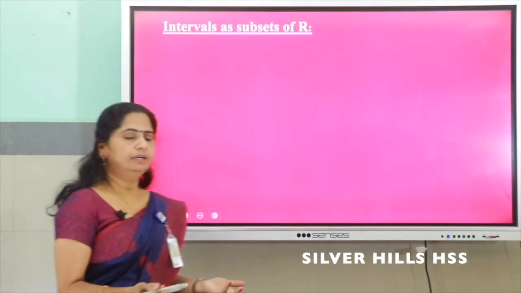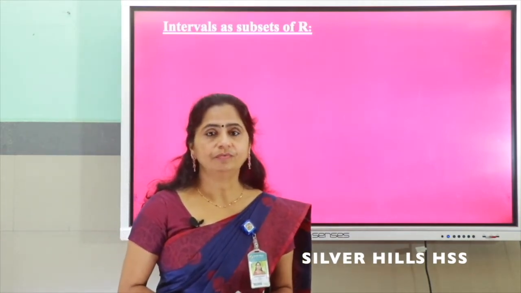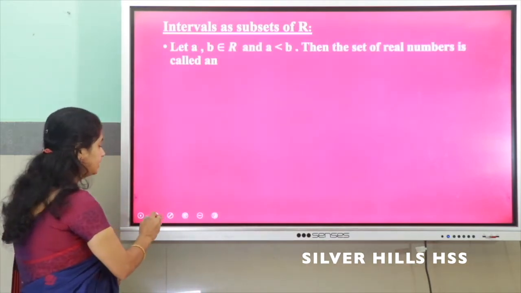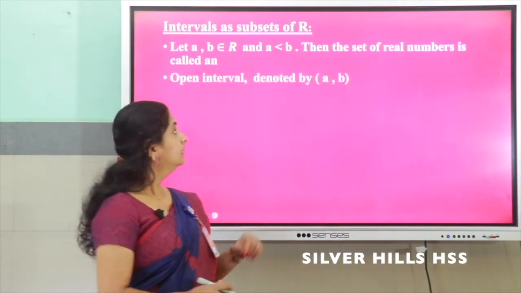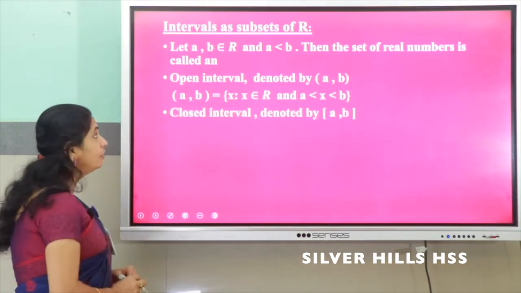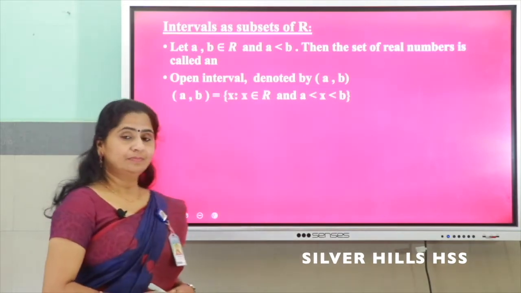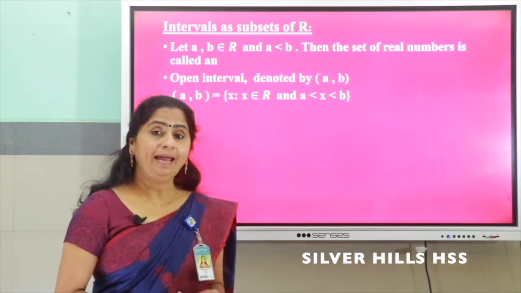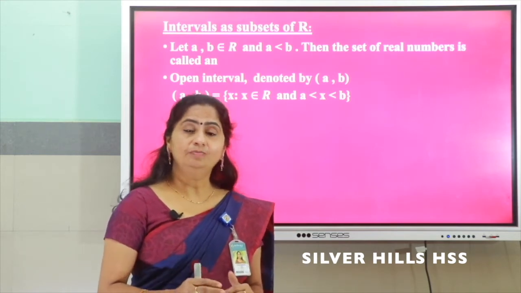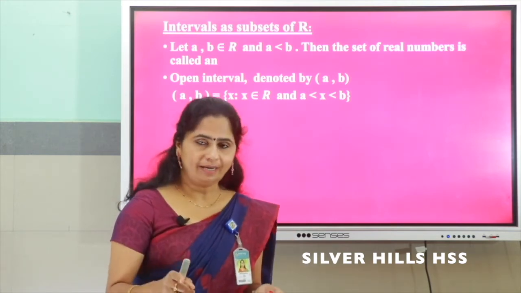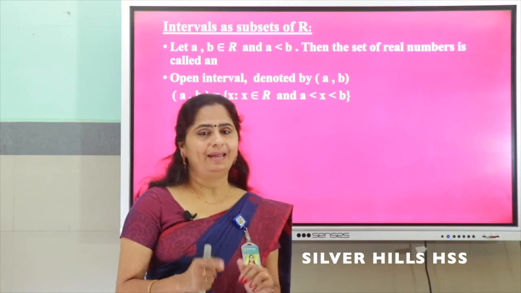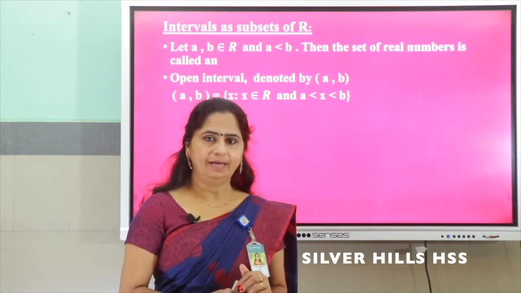Intervals as subsets of R. Let A and B be two real numbers such that A is less than B. Then the set of real numbers is called an open interval. The set of all x such that x belongs to R and A is less than x less than B means x can take the values between A and B but not A and B. X can take all the values between A and B excluding A and B. That is what we call open interval AB.